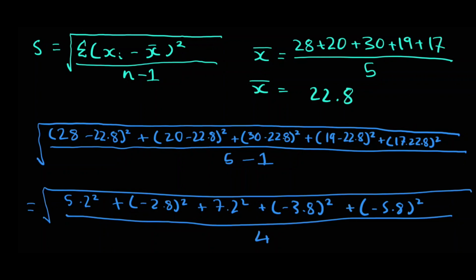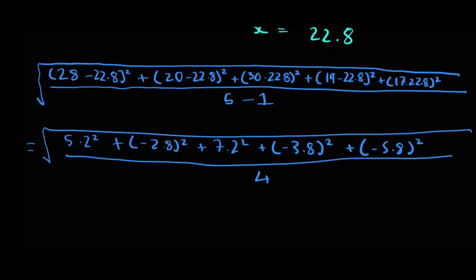And that's all over 4. And just remember to keep all the negative numbers in brackets so that they become positive when you square them in your calculator. But the answer is going to be the square root of 33.7, which means that the standard deviation is about 5.8 hours.